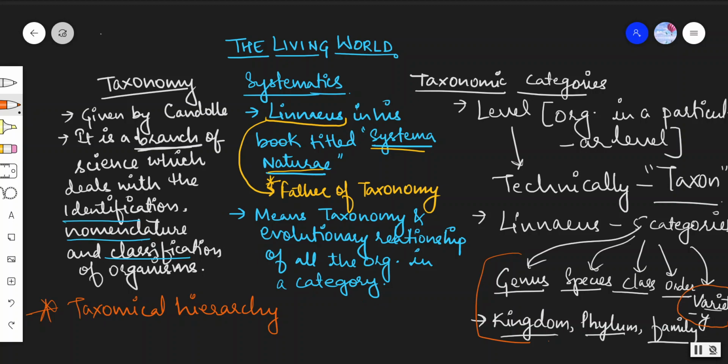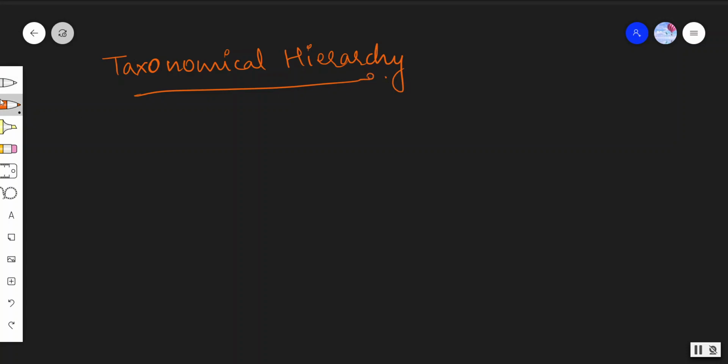Okay, so in this taxonomical hierarchy, one category is being eliminated in the current taxonomical hierarchy, that is variety. Variety is being eliminated, or we can say that it is dropped in the newly formed hierarchy. So the hierarchy we are considering is the taxonomical hierarchy.